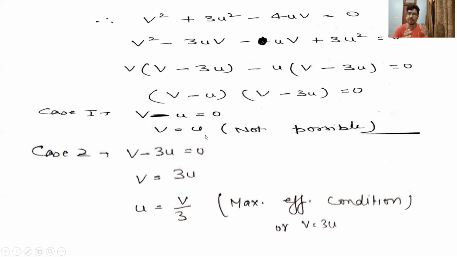So is this possible that the absolute velocity of the jet v, the same velocity, the vane with curvature also moves? This can never be possible. So we will move towards the second case.